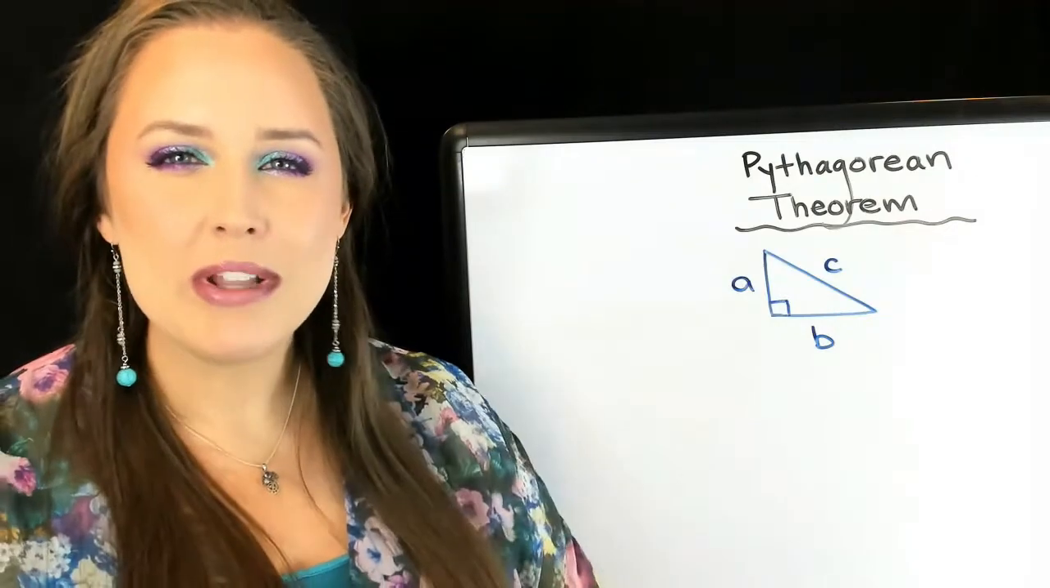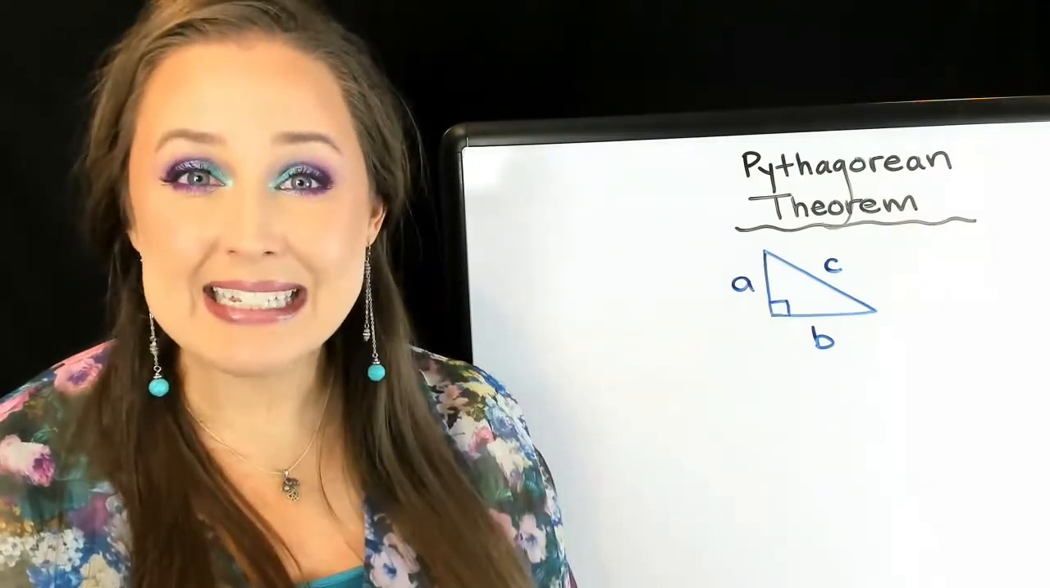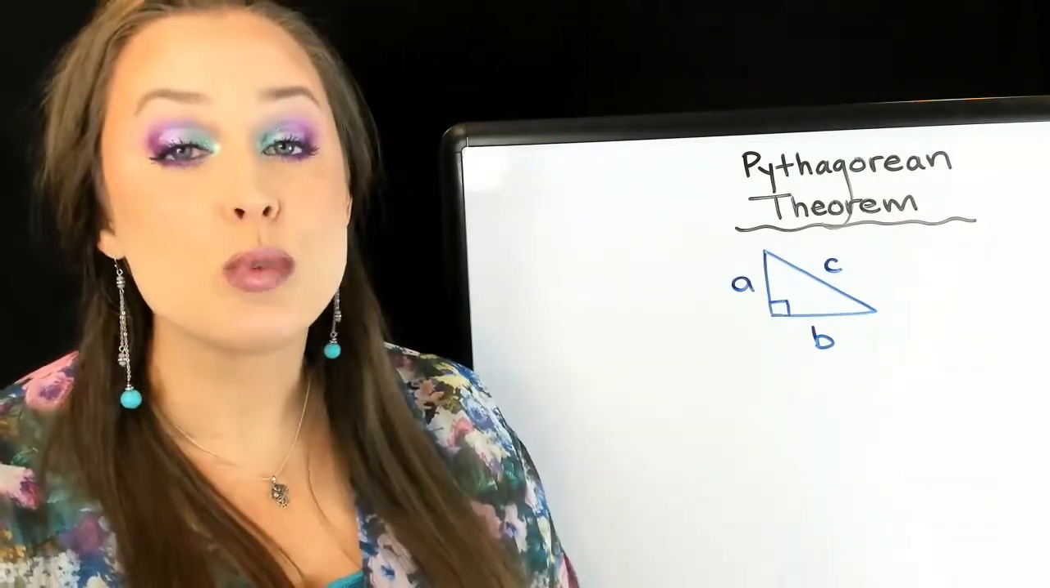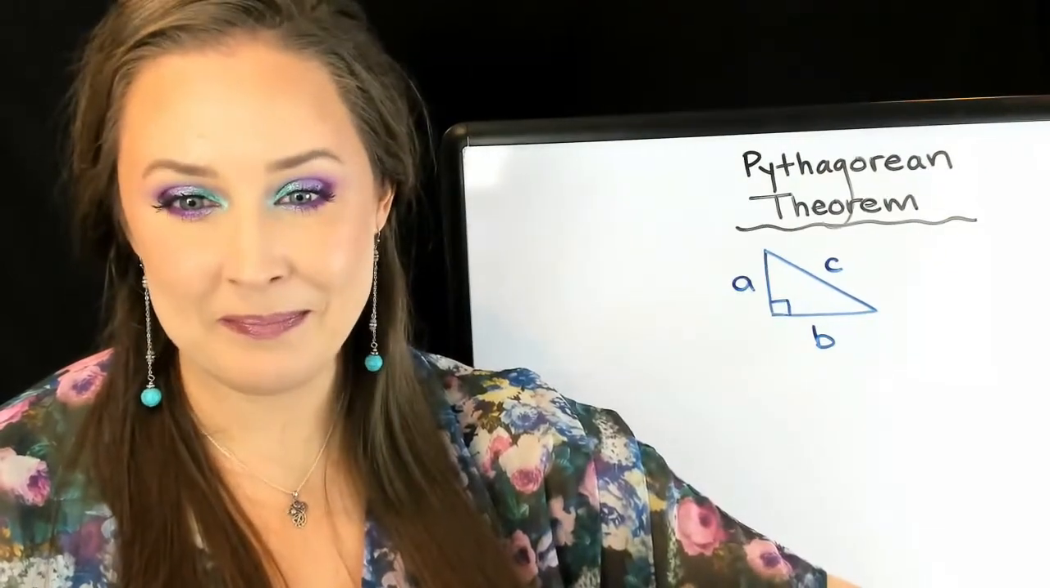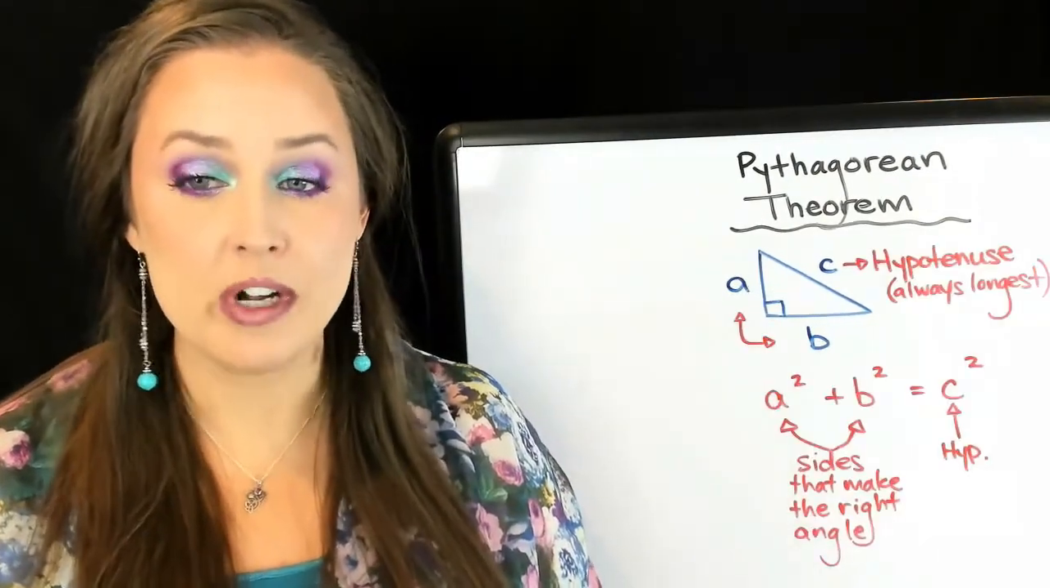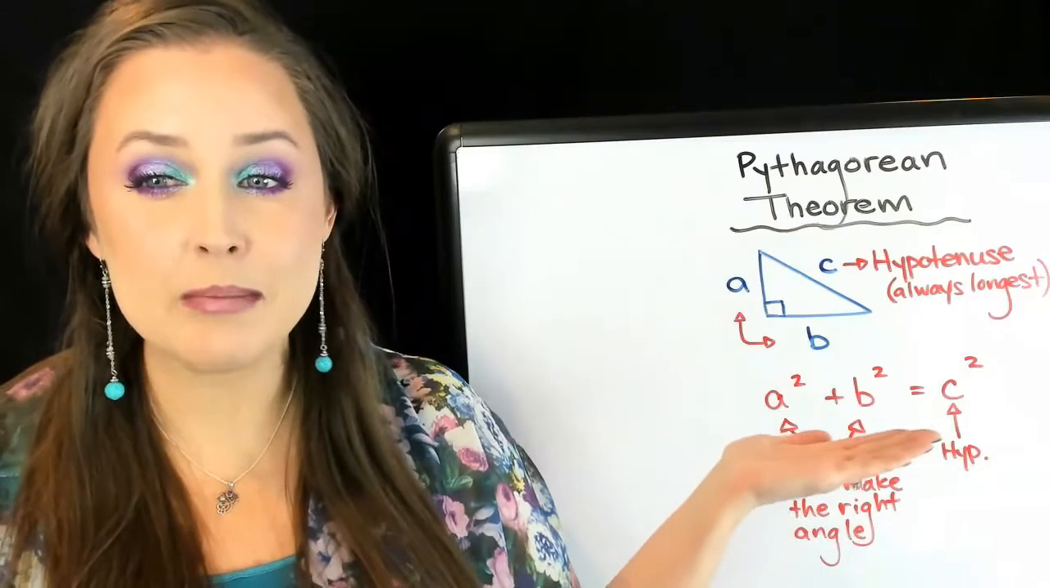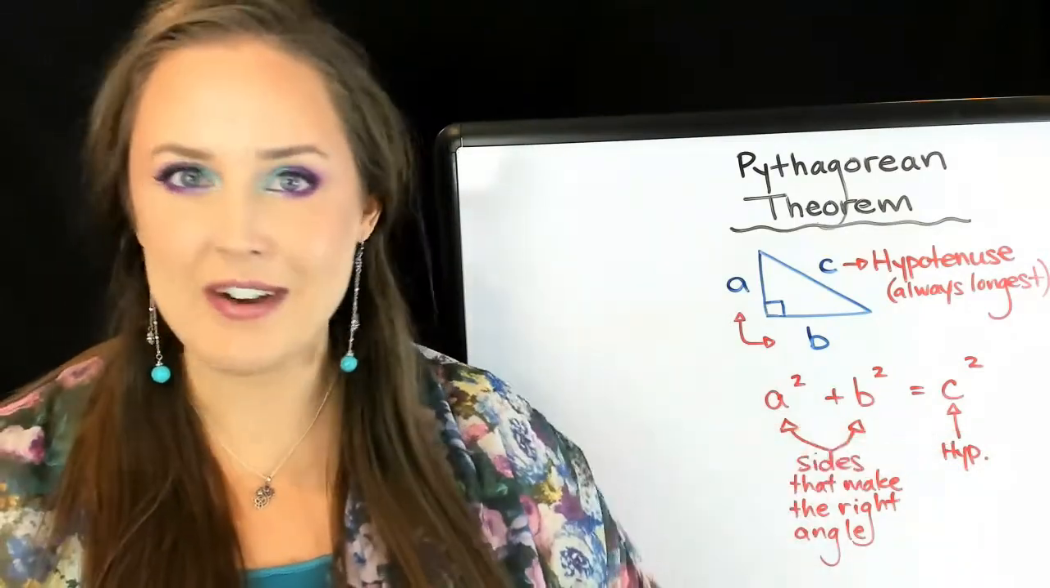So let's talk about what the actual Pythagorean theorem is, and then I'll talk to you about some really important points. So let's do that. All right, I put what I was saying onto the board here. So the actual formula is a squared plus b squared equals c squared. It's very common in math.